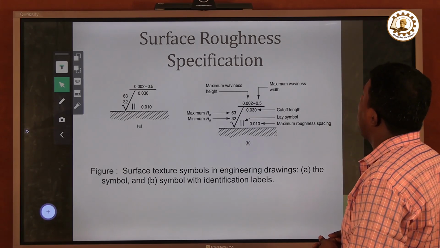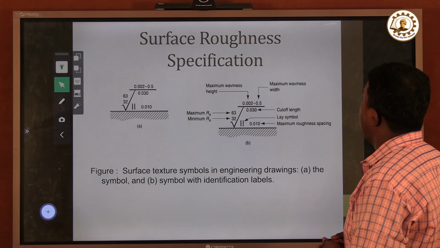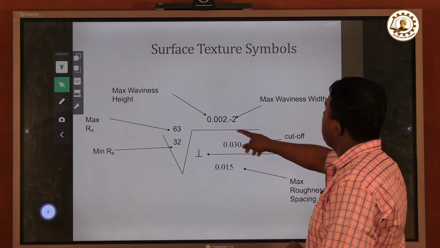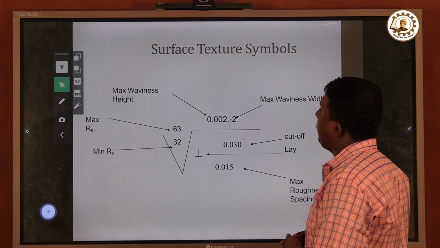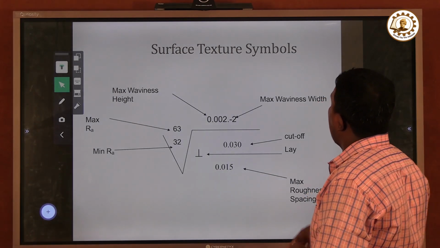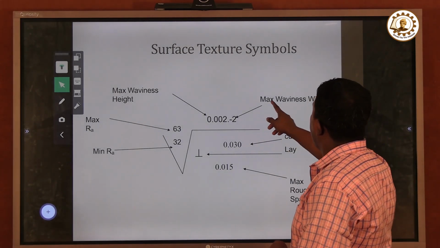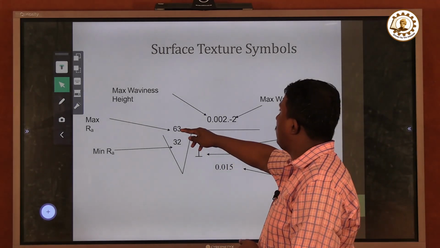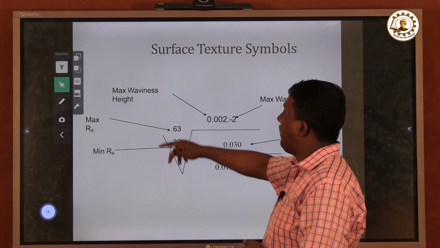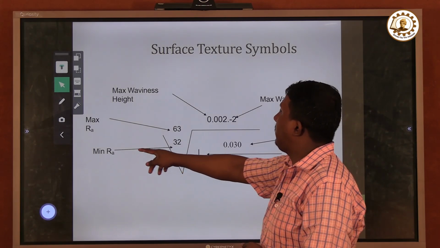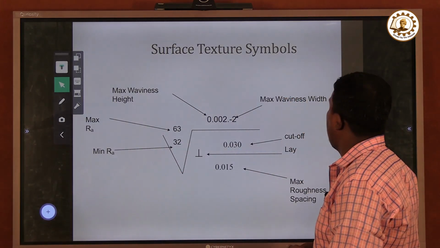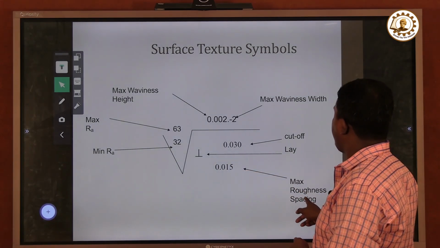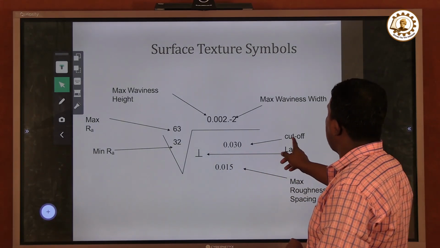So this is how we specify surface roughness, and we represent it in this form. This value gives the maximum waviness height, and this value gives the maximum waviness width. The upper value gives the maximum roughness average, and the lower value gives the minimum roughness average. The value given below is the maximum roughness spacing, and the one above it is the cutoff length.